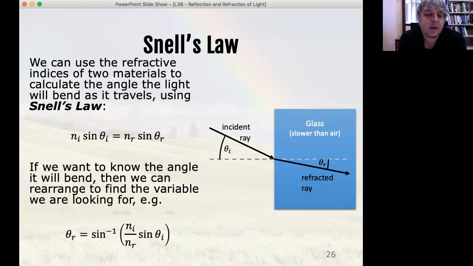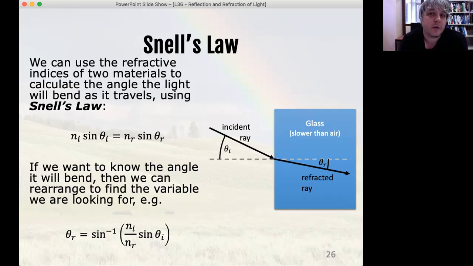The way we calculate that exact bend, what the new refraction angle is, is using this formula called Snell's law. And it's quite a simple formula. It's just that the refractive index of the incident material times the sine of the incident angle is equal to the refractive index of the refraction material times the sine of the refraction angle. So n_i sine theta_i is equal to n_r sine theta_r. That's the formula. That's how we know what that angle is going to be.